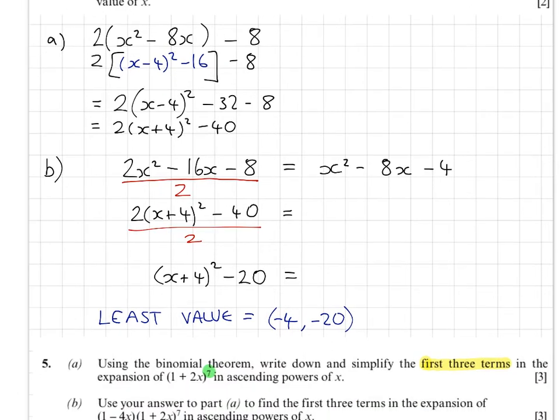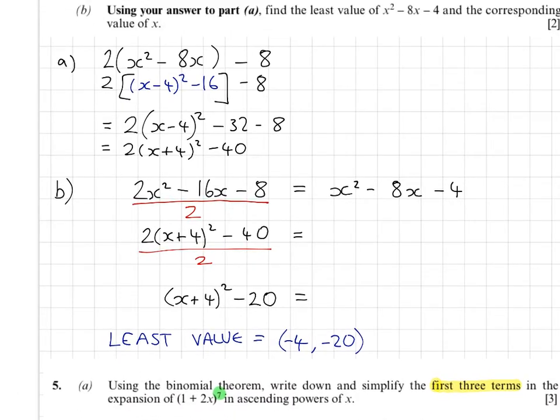And then to find my least value, it's what makes that bracket 0, so x equals 4, and then y is whatever's left over. So if that went to 0, you try and pretend that it doesn't exist anymore.